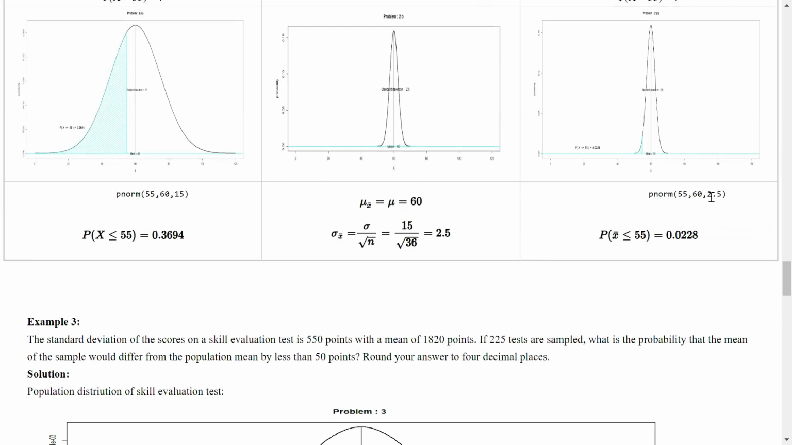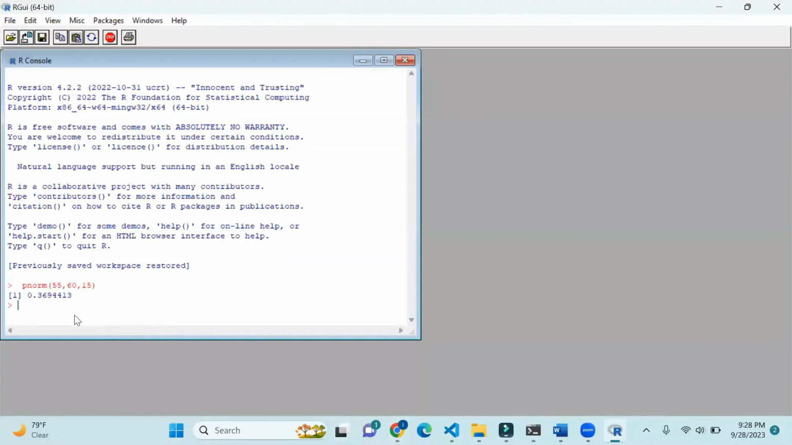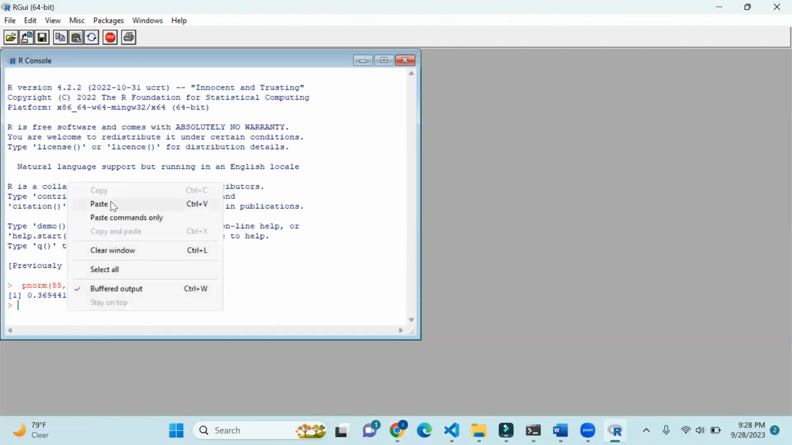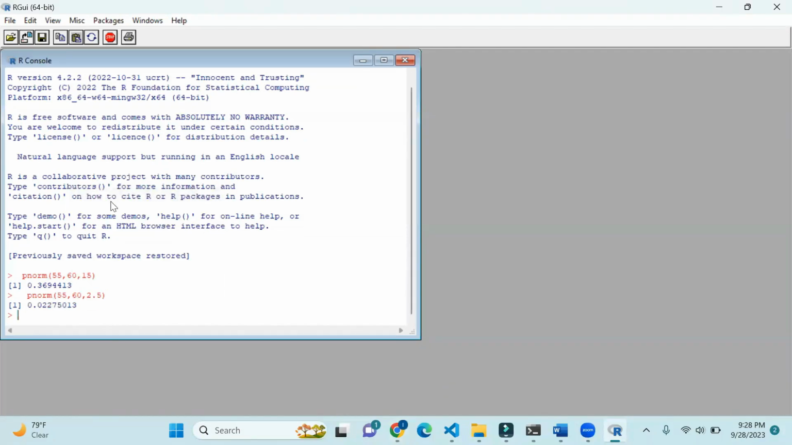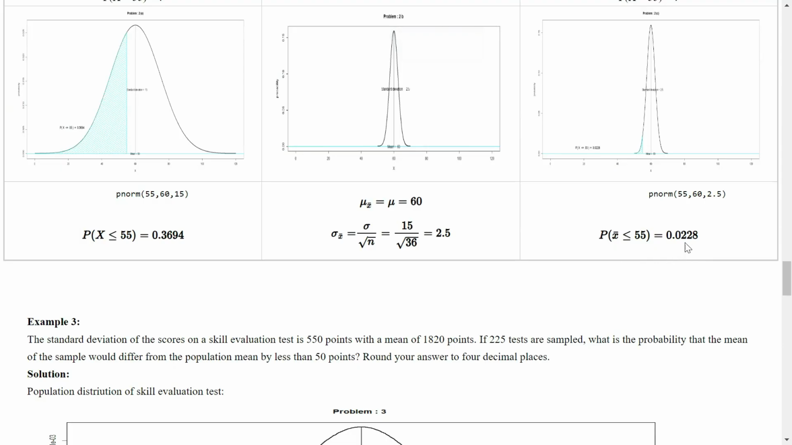The R solution is given here. Copy this R command and paste it at the R console. Here we get the answer 0.02275013. That is about 2.28% of the batteries have mean lifetime less than 55 months.